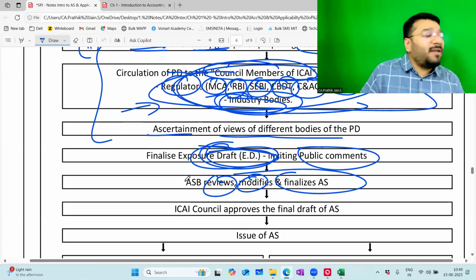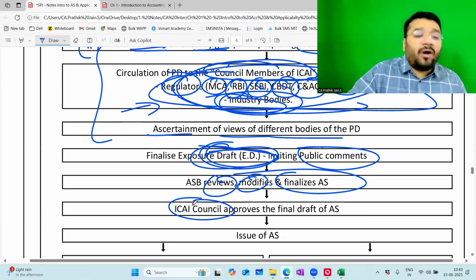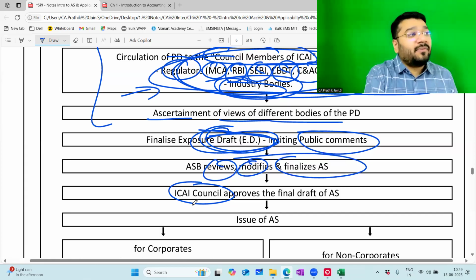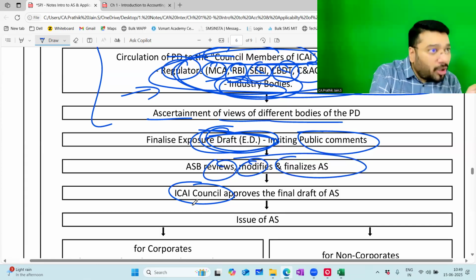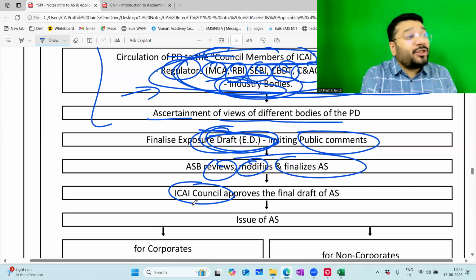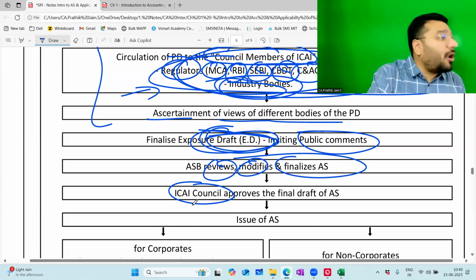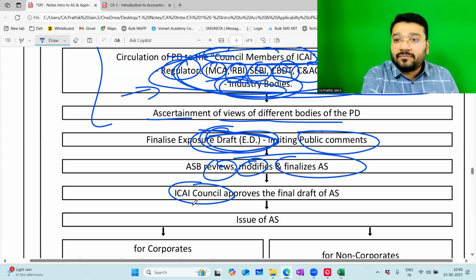So this AS which has been finalized is sent to ICAI for its approval. ICAI will issue the AS and it will be binding on whom? Non-corporates. The AS that is issued by ICAI is binding on non-corporates. Examples of non-corporates: sole proprietorship concern, partnership concern, LLP. These are called non-corporates, trusts, societies, etc.